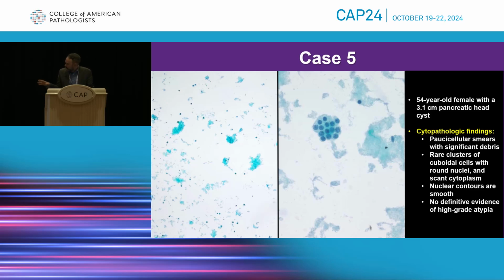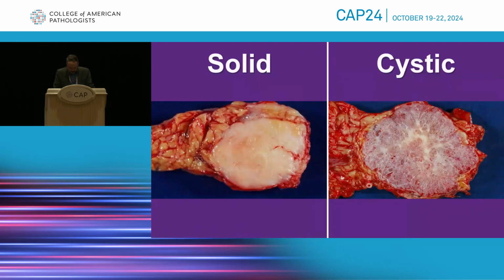And you might see some rare groups of cuboidal cells. It's hard to tell if that's small fragments of GI contamination or actual part of the cyst lining. Some acellular debris, but no definitive cyst lining, no evidence of cancer, high-grade dysplasia, anything like that. And so this brings us into the cystic lesions.